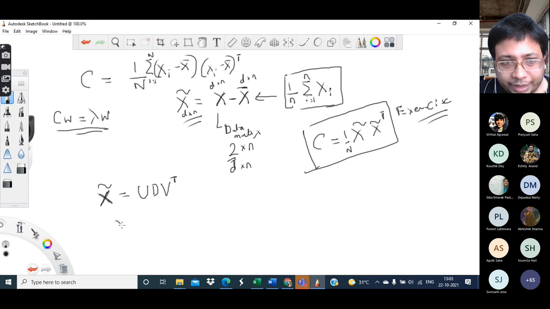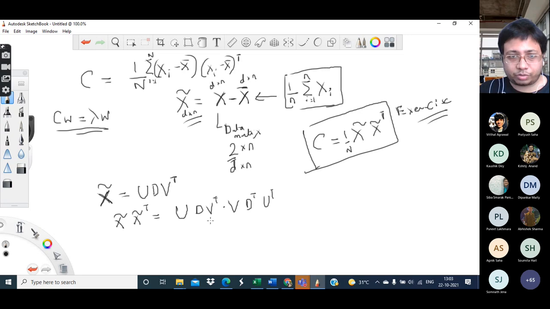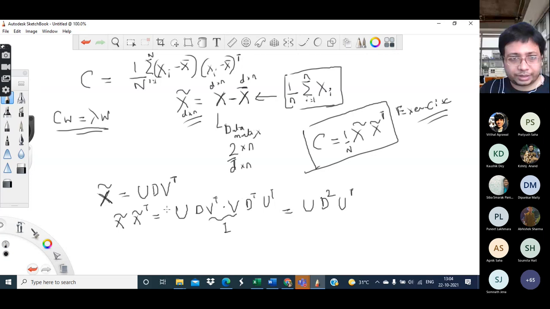Now what is being asked for? I am being asked for x tilde x tilde transpose. So this becomes equal to U D V transpose times the transpose of this, which is V D transpose U transpose. Now V transpose V is equal to I, as we have seen so many times earlier. So this basically becomes equal to U D transpose D, which we can express as D square, times U transpose. Of course that factor of 1 by n is also there.